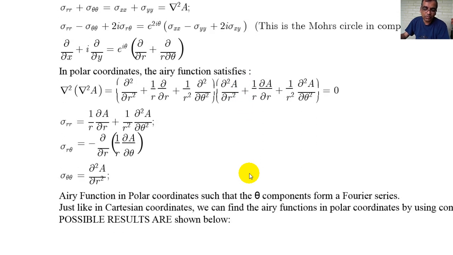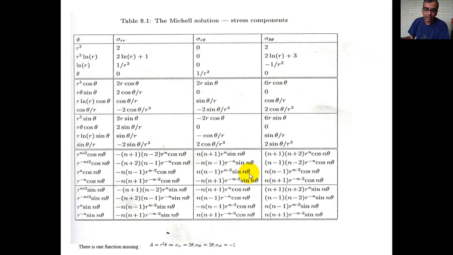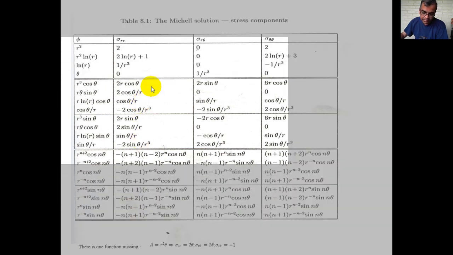The main thing with polar coordinates is that, just like I had created a table for z to the n, here you can create a table for z to the n and other things with everything explicitly done. The nice thing is this was done in the 1890s by Mitchell. So we don't even have to look it up. So it's very nice. So here is the entire table of everything that you need to know about polar coordinates Airy stress function. Okay, here it is. I'm going to blow it up a little bit.